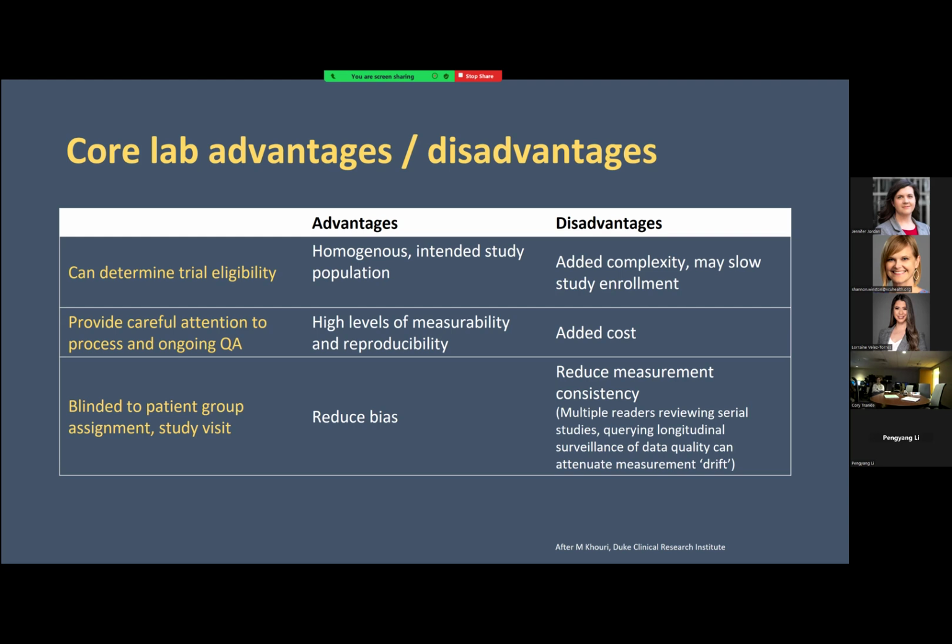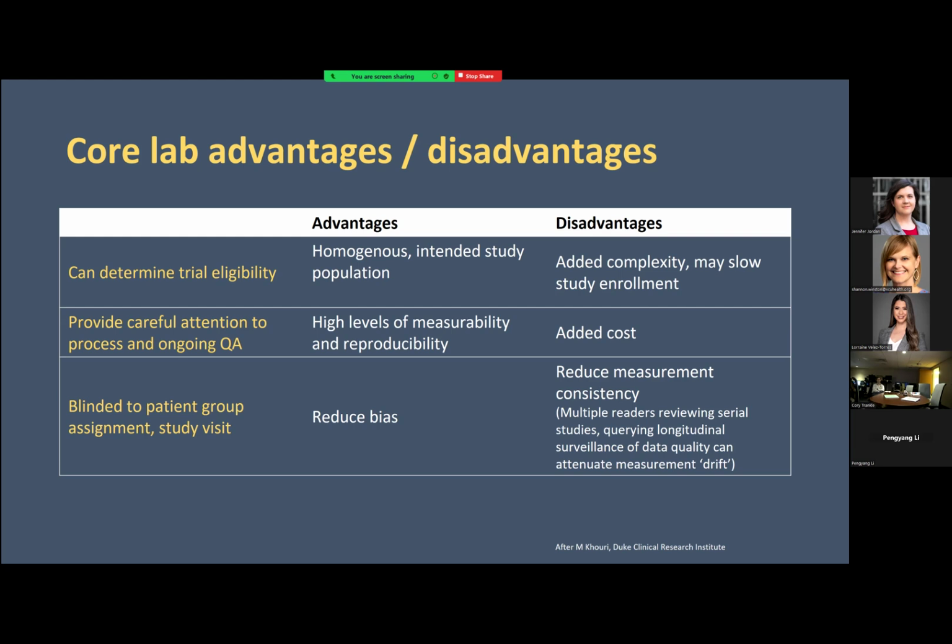It does reduce the measurement consistency sometimes when you do this, because you require multiple readers who are looking at serial scanning, but if everybody is trained and you do a calibration for the lab periodically, that can help reduce this and attenuate any measurement drift that might occur.